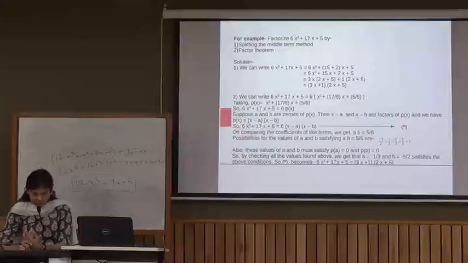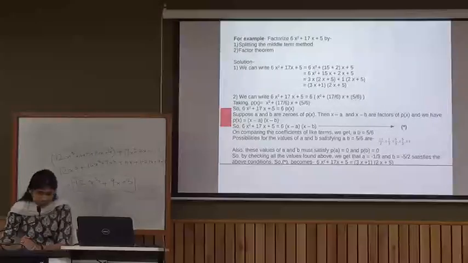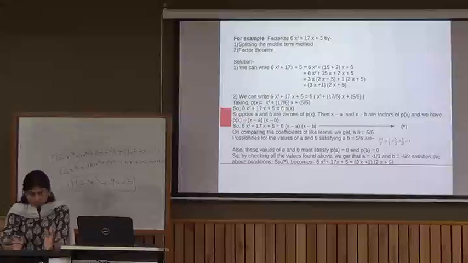Understanding this by way of an example. Suppose we need to factorize 6x squared plus 17x plus 5 by splitting the middle term method and factor theorem. So, by using the splitting the middle term method, we can easily find the factors of 6x squared plus 17x plus 5 and write it as 6x squared plus (15 plus 2) into x plus 5. Here, 17 is written as 15 plus 2 because the product of 15 and 2 is equal to 30, which is here equal to 6 into 5, that is the values of a and c for a general quadratic polynomial.